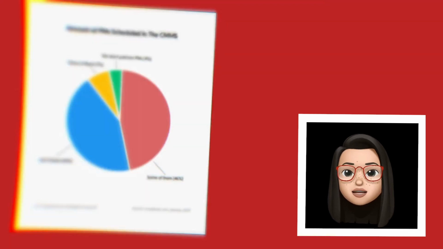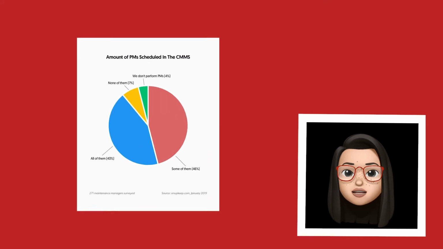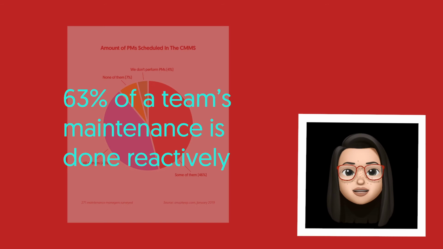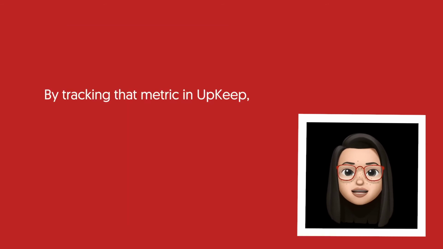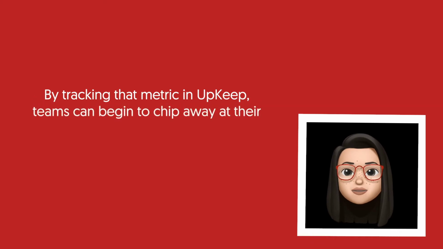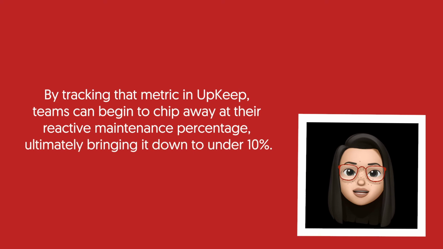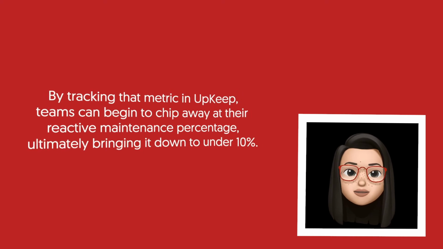In an UpKeep survey of hundreds of maintenance managers across industries, we found that on average 63% of a team's maintenance is done reactively. By tracking that metric in UpKeep, teams can begin to chip away at their reactive maintenance percentage, ultimately bringing it down to under 10%.